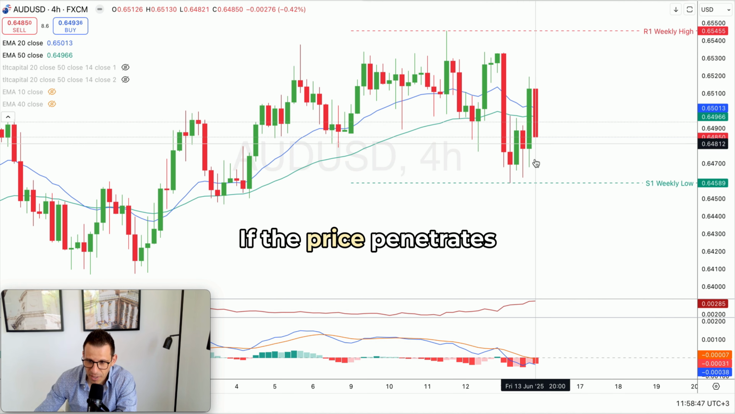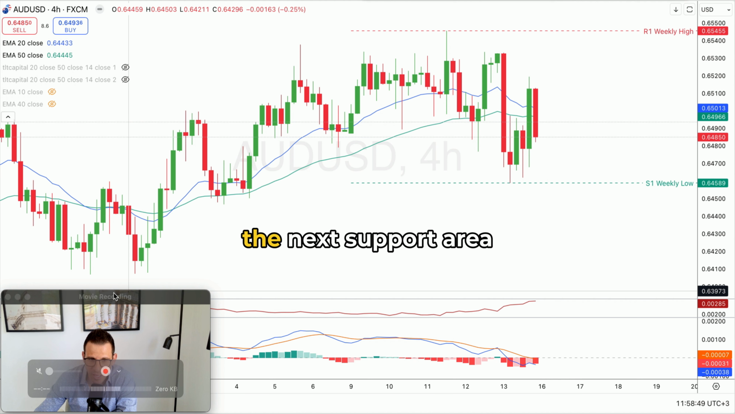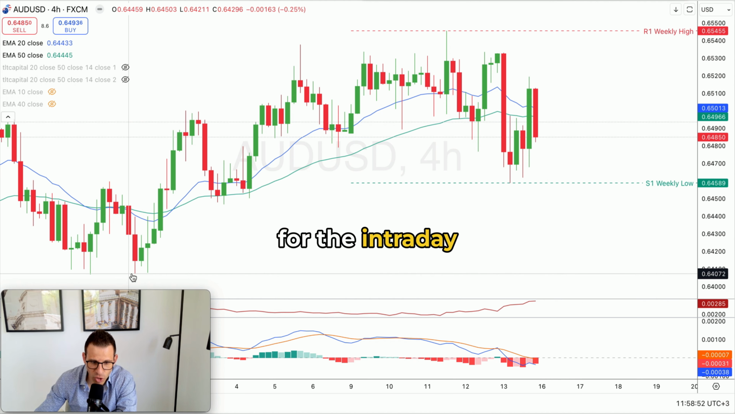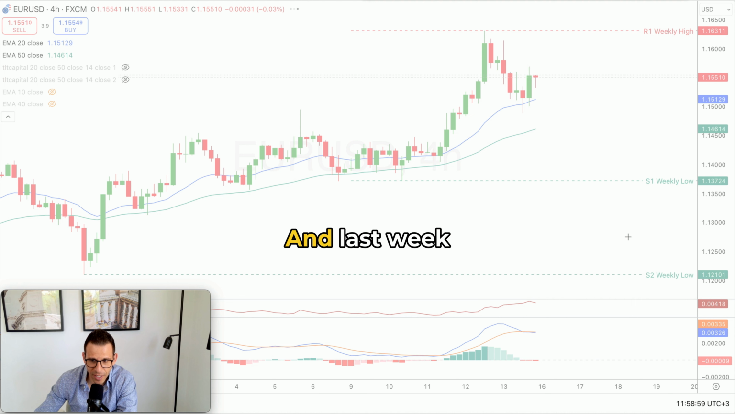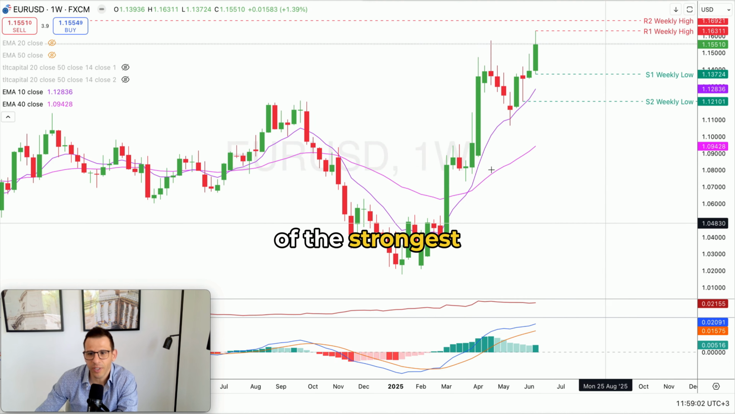Okay, if the price penetrates this S1 low, the next support area for intraday trading is going to be down here. Next one on the list is the euro against the US dollar, and last week the euro was one of the strongest currencies.